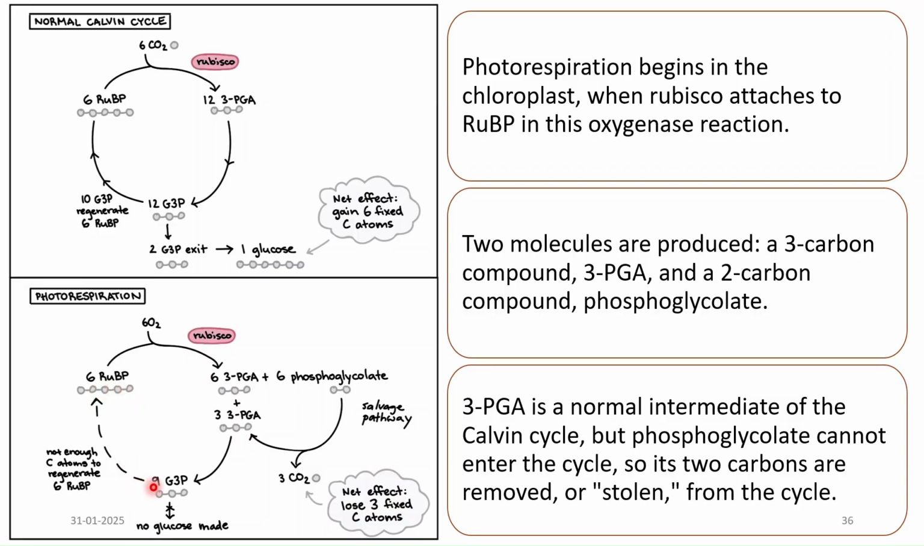but again 10 molecules of G3P are required for the regeneration of the entire RuBP that was participating in the cycle. But since there are only 9 molecules, all of it will go for RuBP regeneration, but not enough RuBP will be produced because only 5 RuBP will be produced with the help of 9 G3P, not 6 RuBP.